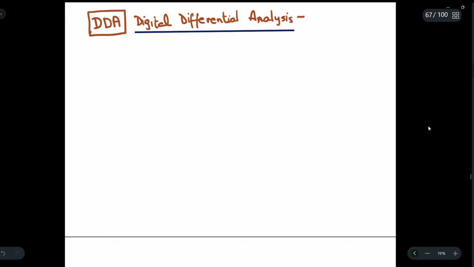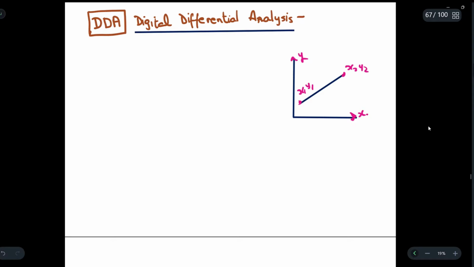Hey guys, so today we are going to discuss digital differential analysis. Suppose that we have a coordinate axis, that is the y-axis and this is the x-axis, and suppose we have to draw a line from the point x1 y1 to the point x2 y2, and this is your y coordinate and this is your x coordinate.